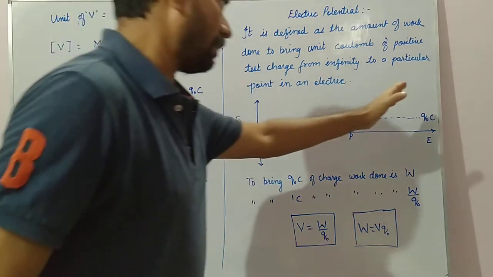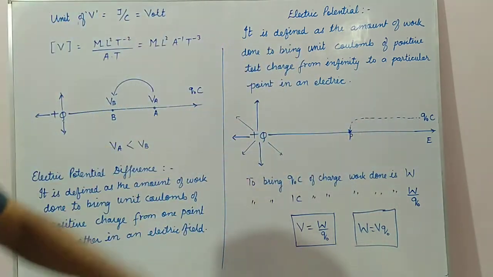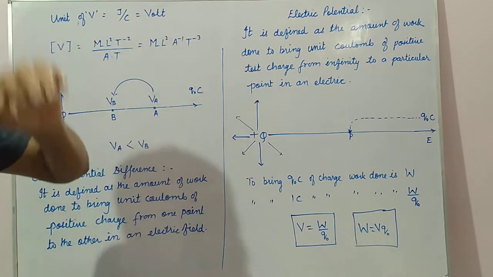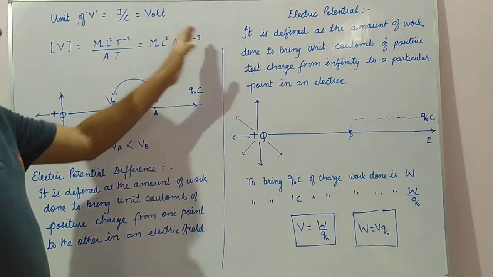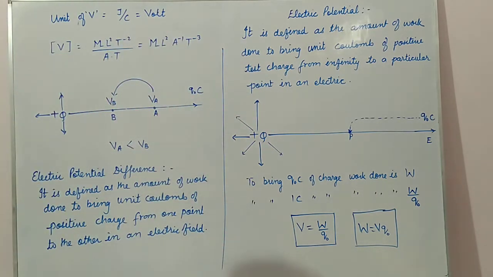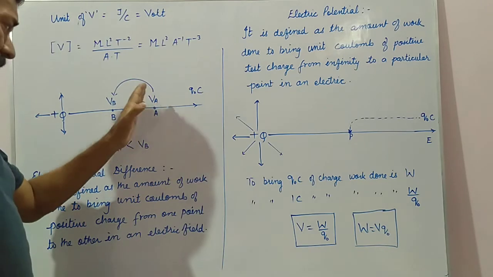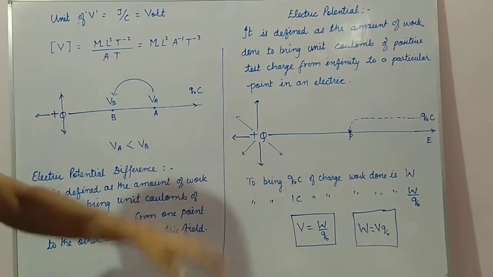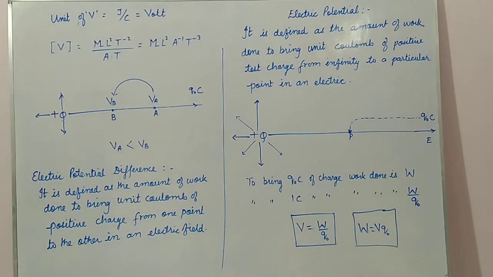Now when it is brought from infinity to a particular point P, it is electric potential. From infinity to A, it is electric potential at A. From infinity to B, it is electric potential at B. And when the work done is from position A to position B, it is electric potential difference.